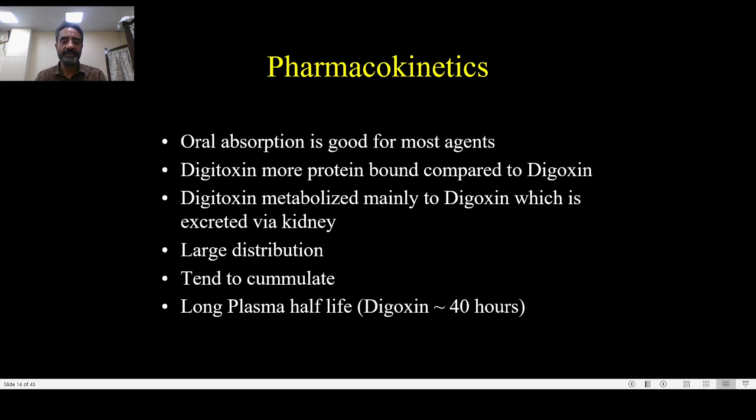Then, pharmacokinetics. Oral absorption is good for most of these agents. Digitoxin is more protein bound compared to digoxin. Digitoxin is mainly metabolized to digoxin inside the body, which is excreted through the kidney. Large distribution is there. They have got a long plasma half-life, around 40 hours for digoxin, and they tend to accumulate inside the body with multiple doses.